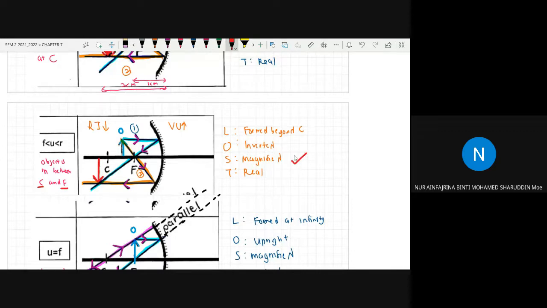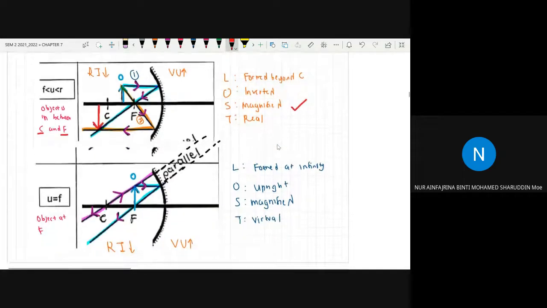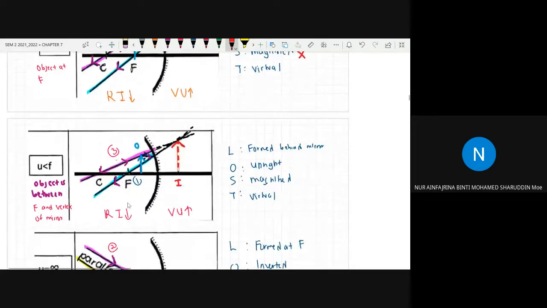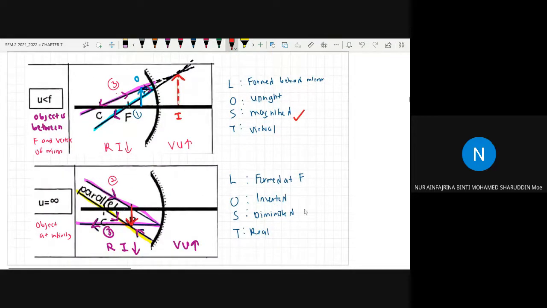Kalau Miss letak objek dekat F, boleh dapat magnified, tapi dia form at infinity, tak boleh. Dia dapat magnified, tapi sebabkan dia form at infinity, tak boleh. Kalau Miss letak objek antara F dan juga vertex, Miss akan dapat image magnified. Okay, tick je dulu. Yang ini dapat diminish bila objek tu at infinity, tapi objek kita bukan at infinity.